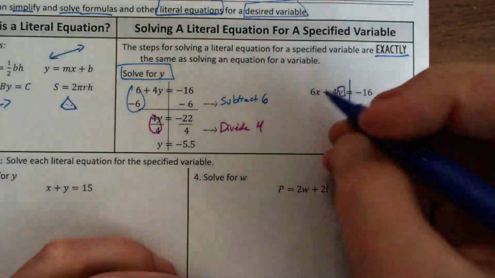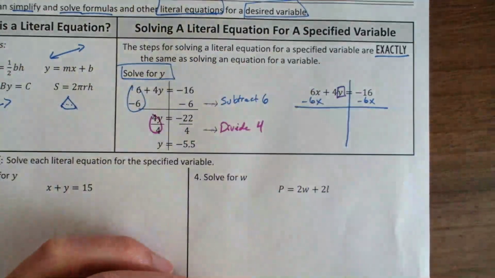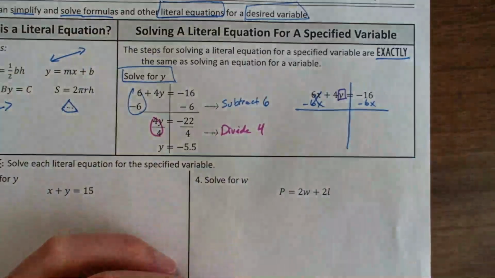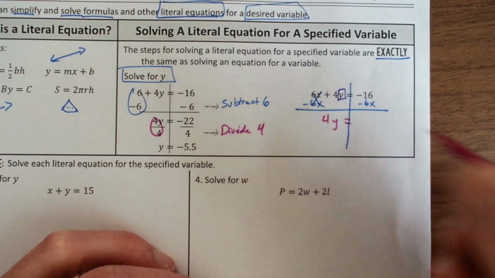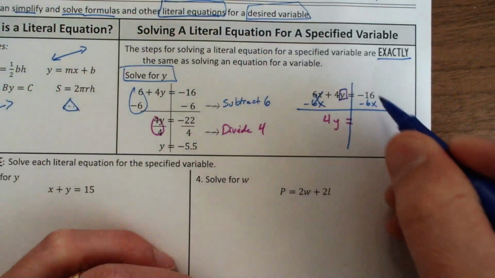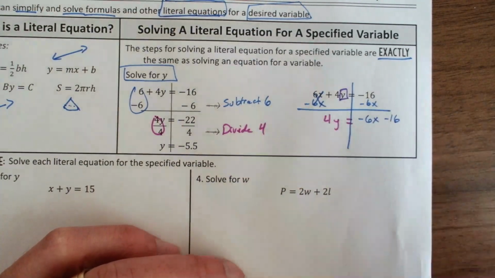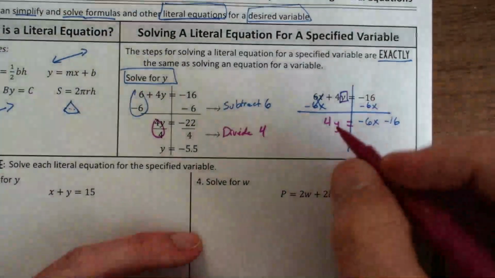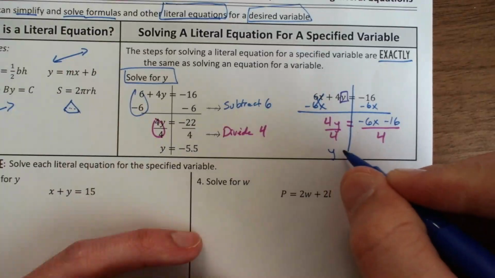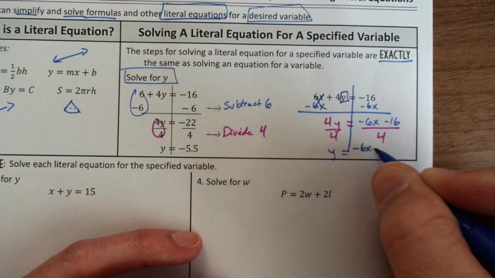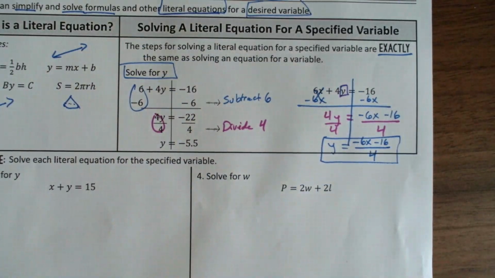I'm going to subtract by 6. This goes away. I'm left with 4y equals. Now, here's the difference. I can't actually combine these. So this ends up being negative 6x minus 16. I can't combine them. Now I divide by 4. And I'm left with y equals negative 6x minus 16, all divided by 4. And that's it. That's as far as I can go.